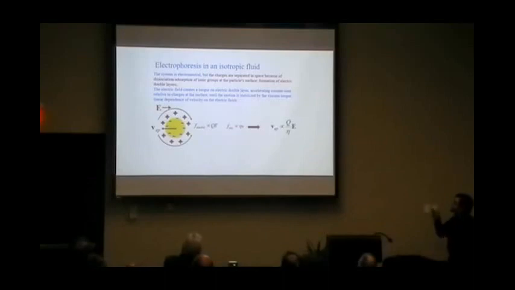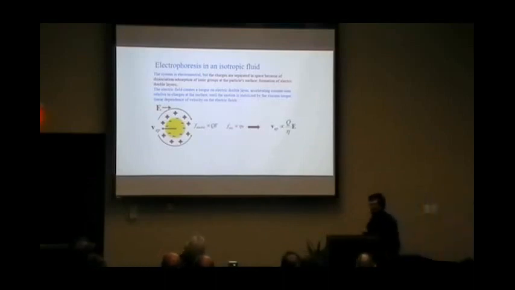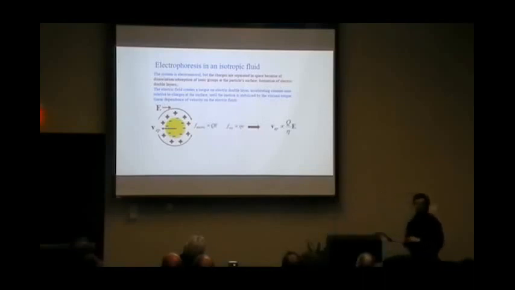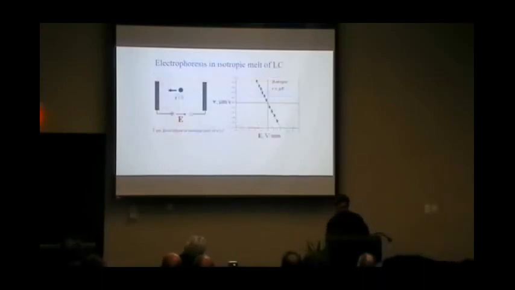It's easy to calculate the expected velocity of electrophoresis. So the force that drives the charges is obviously proportional to the charge and the applied electric field, and the opposing force, the Stokes viscous drag, is proportional to the velocity and the viscosity of the medium. So you would expect a linear dependency between the velocity and the applied electric field.